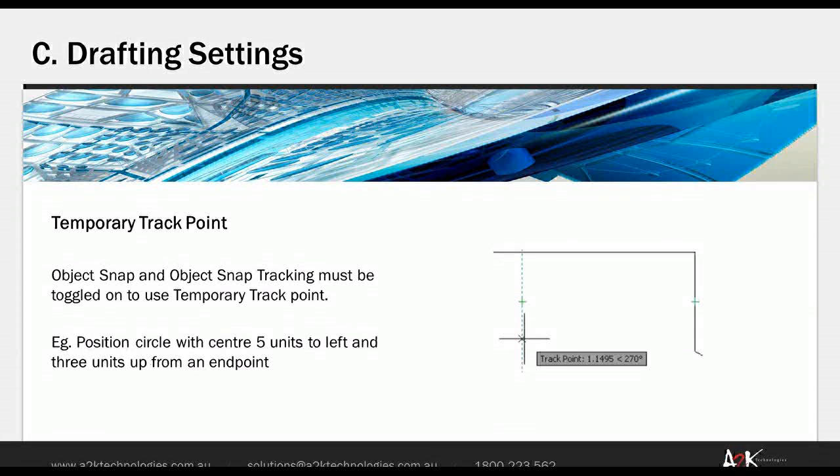Temporary track point. You can use Object Snap by itself, Object Snap Tracking by itself, but if you want to use what they call the temporary track point, which means you're snapping to a couple of points, then setting a temporary point and drawing an object using that point, you use temporary tracking points. So it's important that both Object Snap and Object Snap Tracking are switched on at the same time to enable that.